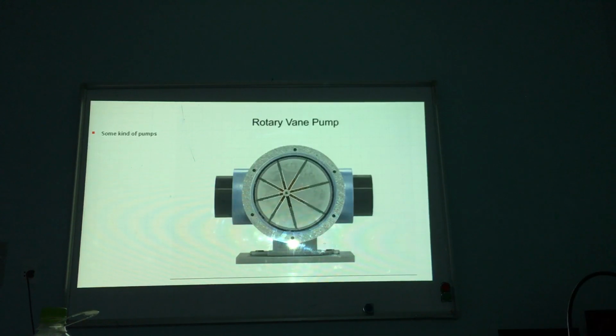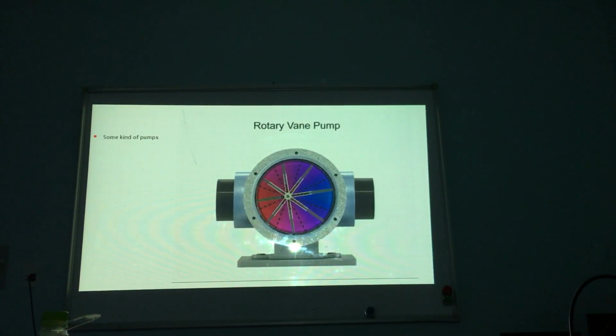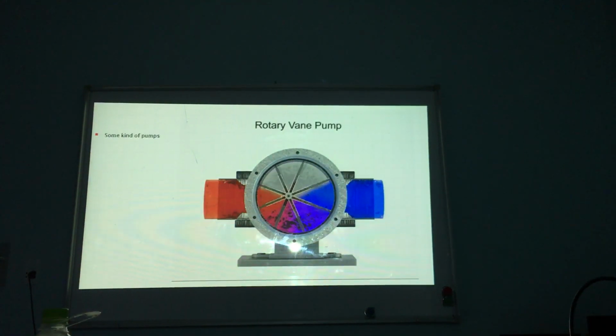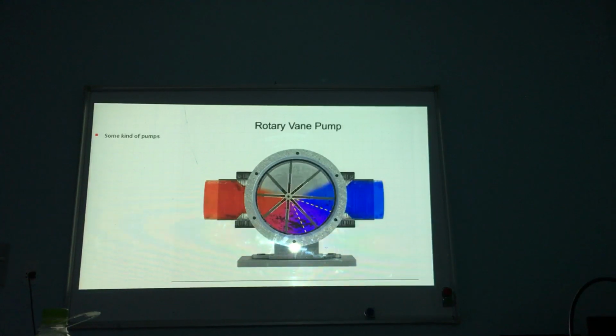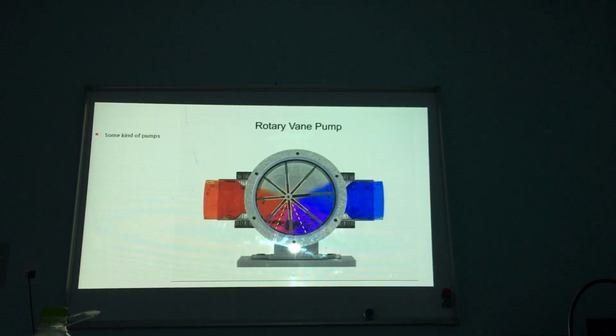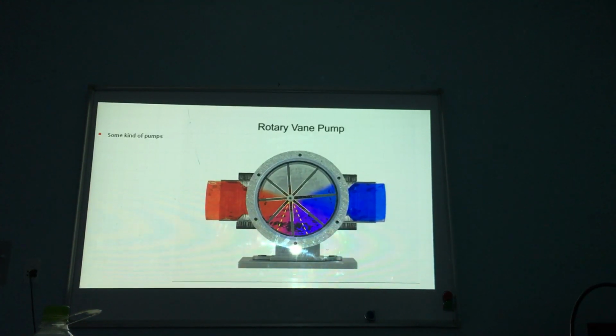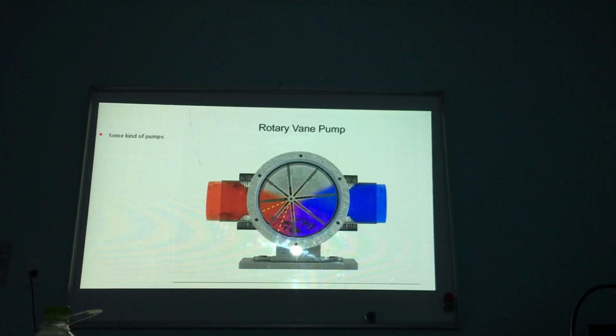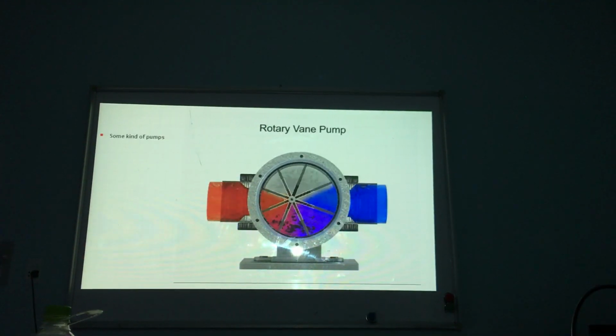As the vanes rotate, they create chambers of varying size. Within the pump, fluid enters at the largest chamber. As the vanes rotate, the chamber gets smaller, forcing fluid to exit through the discharge port.